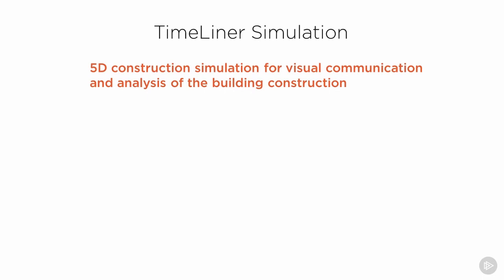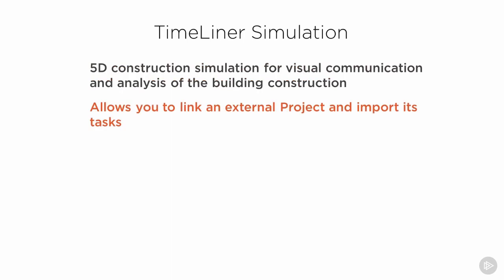I'm asked on a regular basis what is 5D. So all of us know 3D is our three-dimensional model. The fourth dimension is time, and the fifth dimension is cost. So using the TimeLiner module, we can link the time and the cost to our 3D model, so we can play a 5D construction simulation. So it becomes really useful for us to visually communicate any issues or problems during the building construction.